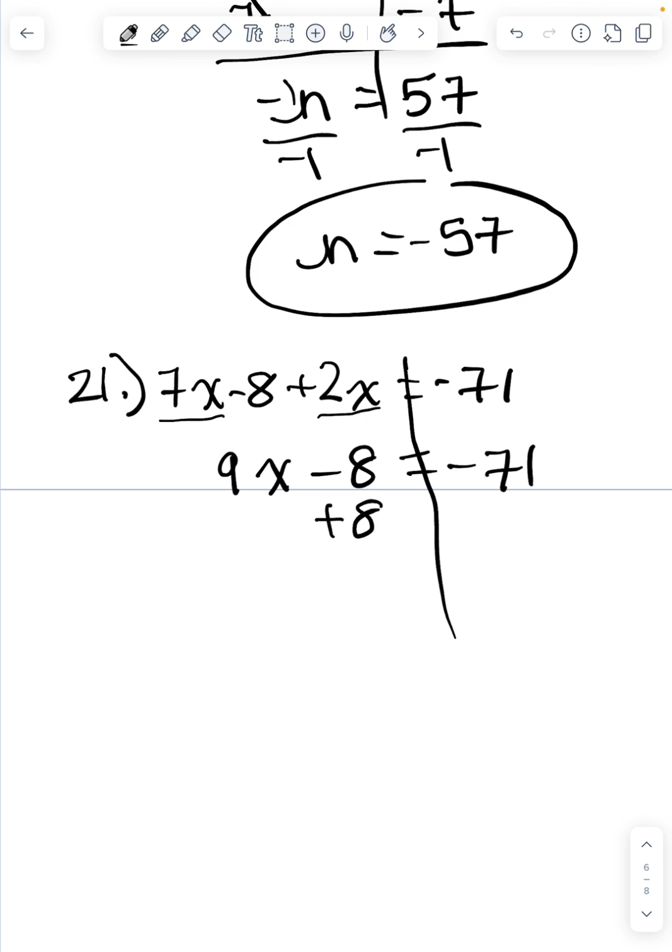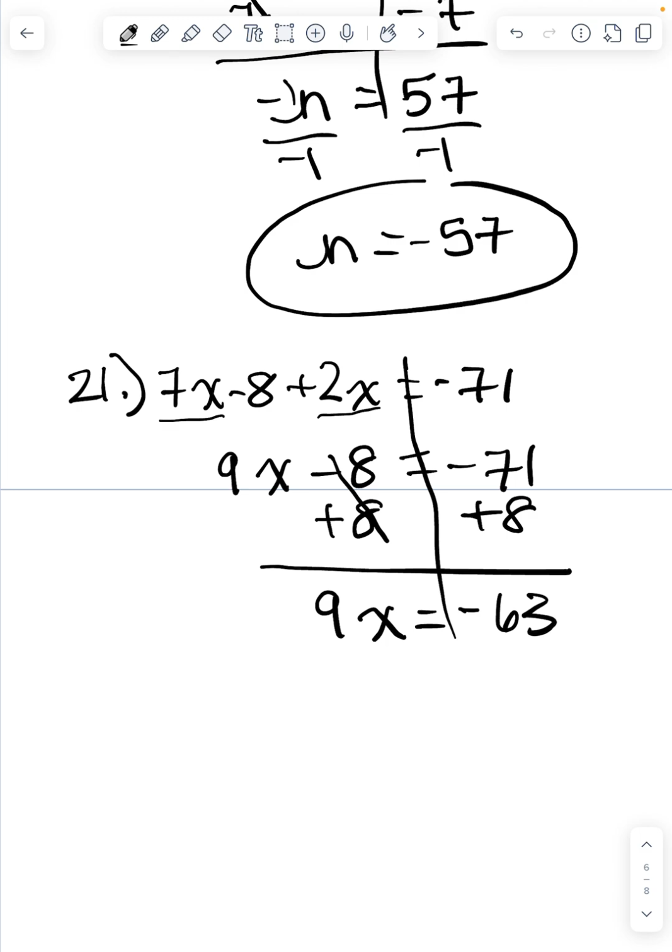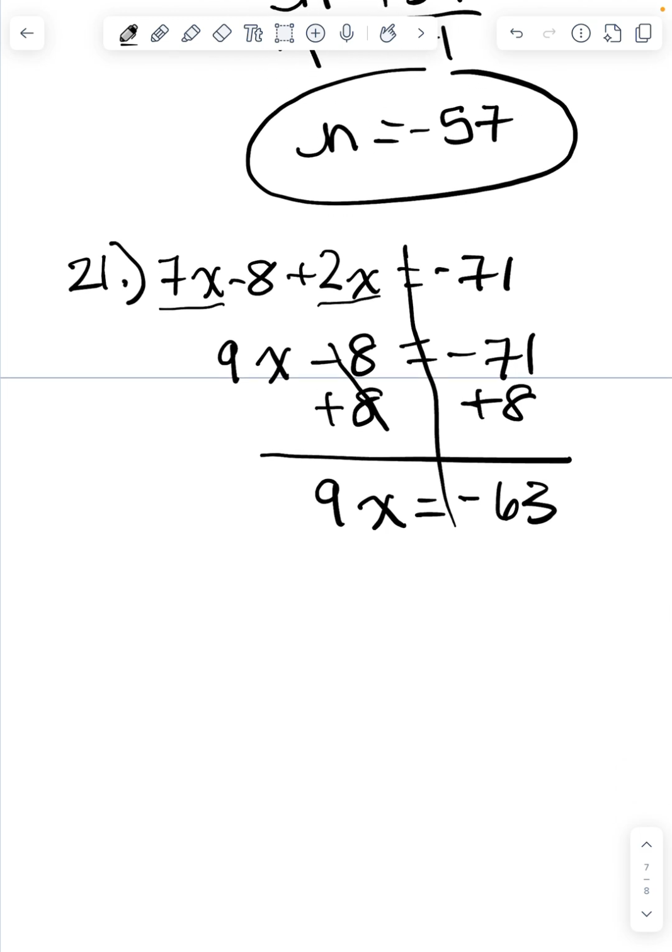Now we're going to add 8 on both sides. 9x equals, these signs are different, so we're going to find the difference. That's going to be 63. We're going to keep it negative since the 71 was bigger. Divide both sides by 9, so x equals negative 7.